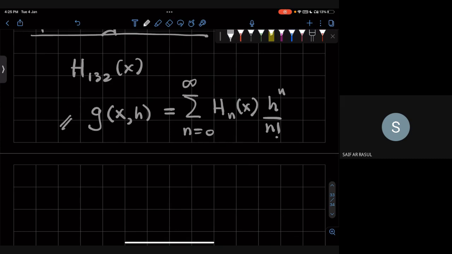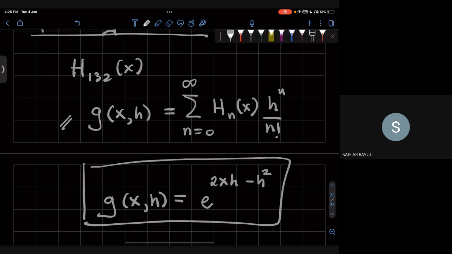It'll be in the notes, but you can essentially show that g of x and h is given by e to the power 2xh minus h squared, okay? So this is a very useful function because if I have this function and I expand it, then the relevant coefficient of h is going to give me the appropriate Hermite functions, okay?